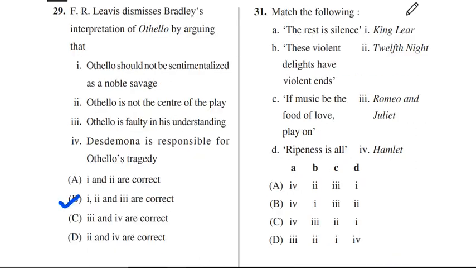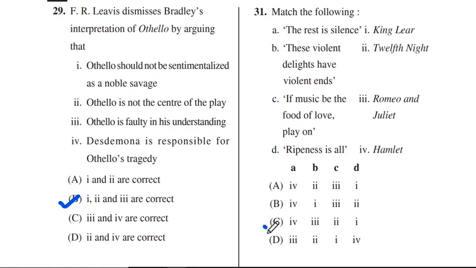So next, question number 31. These also, match the following. The rest is silence. These violent delights have violent ends. If music be the food of love, play on. Ripeness is all. And King Lear, Twelfth Night, Romeo and Juliet, and Hamlet, like this they have given. Now we have to choose the correct answer. And this is question number 31.